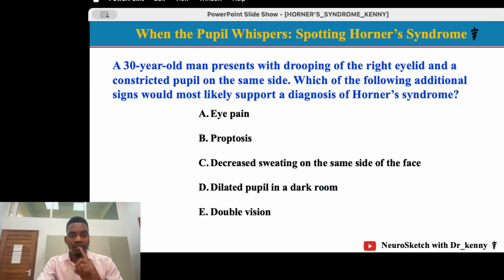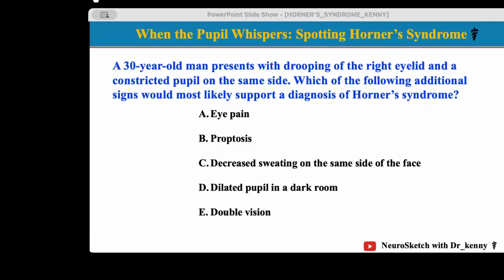But I got a little surprise for you here. It is a case of a 30-year-old man who presents with dropping of the right eyelid and a constricted pupil on the same side. Which of the following additional signs would most likely point to the diagnosis of Horner's syndrome? Be sure to write your answers in the comment.